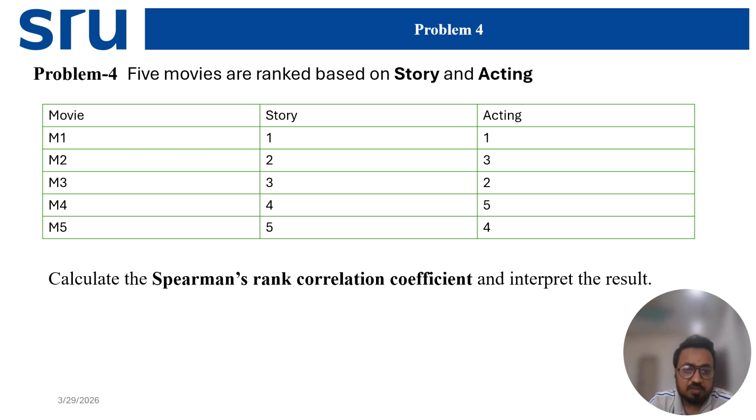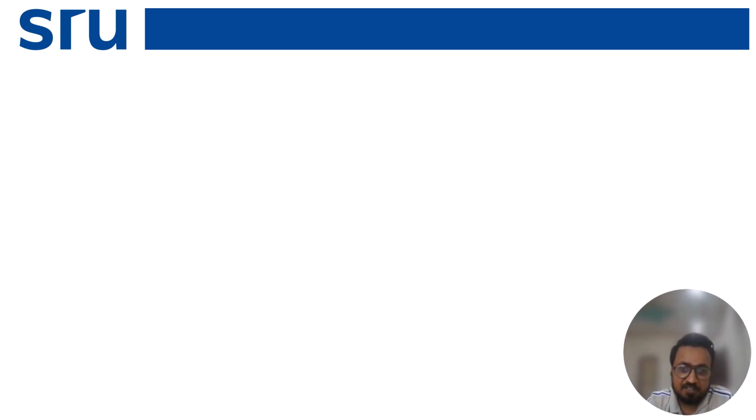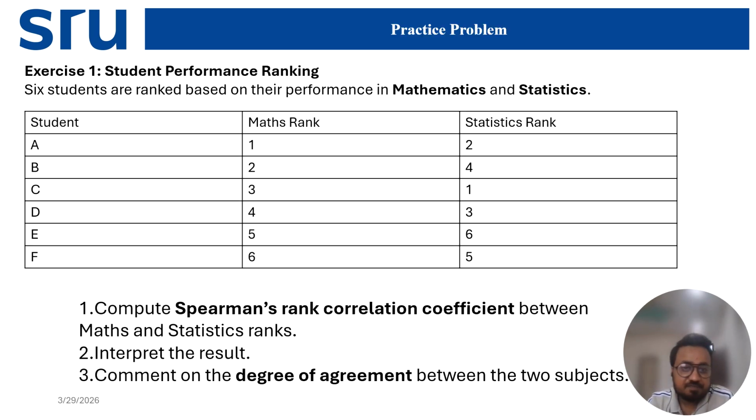So now there is also another question, on movie ranks, where the rank is given. You just have to find the value of the rank correlation coefficient. Apply the similar, same formula. You can find the Spearman rank correlation coefficient. There is another problem I have given here as an exercise.